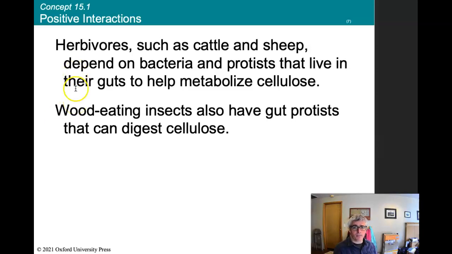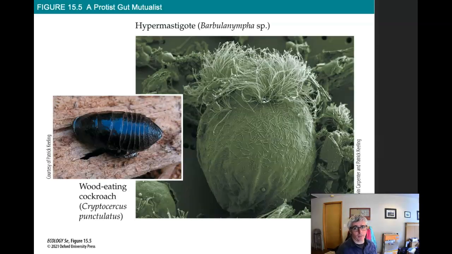Herbivores such as cattle and sheep depend on bacteria and protists that live in their guts to metabolize cellulose. Same thing with wood-eating insects like the, I don't have many up here, what are they called? Termites. We'll look at a wood roach, which is kind of disgusting looking, but these are really complex structures that most animals can't break down. But with the help of bacteria or protists, they can break down those complex structures, cellulose, and then derive some nutrition from that.